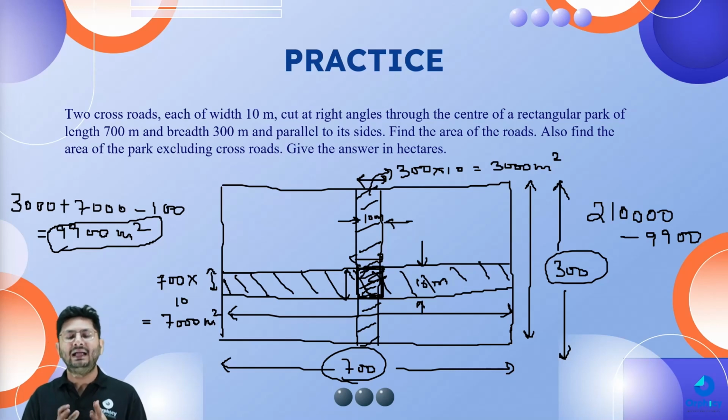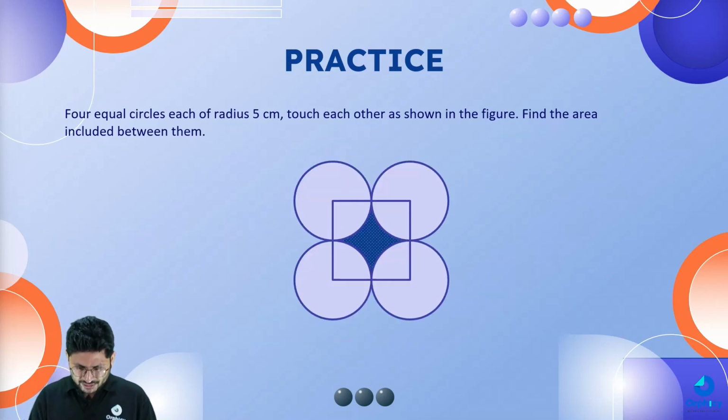So that's it, and we can convert the answer into hectare because 1 hectare is equal to 10,000 meter square. We saw this just a little while ago. Perfect. Now let's move on to the next question.